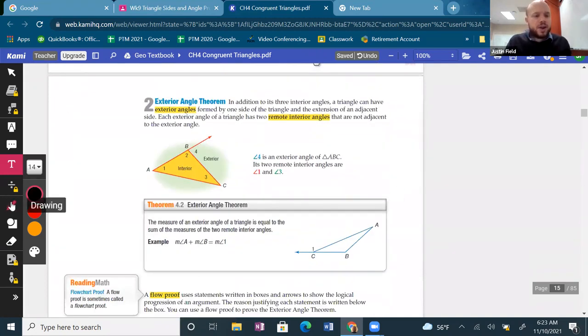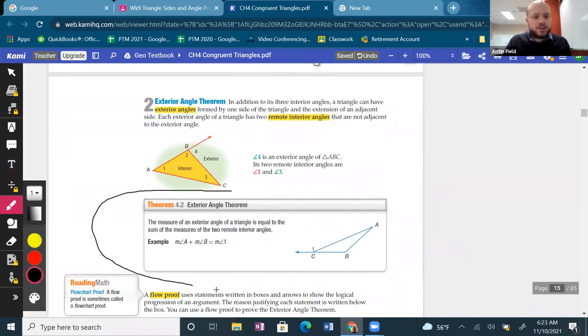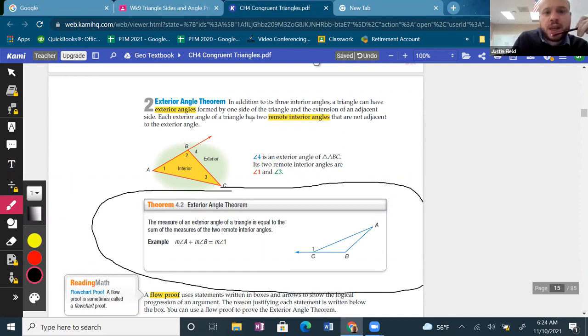Exterior angle theorem, write this one in your notes. All right, should be so busy in class today.